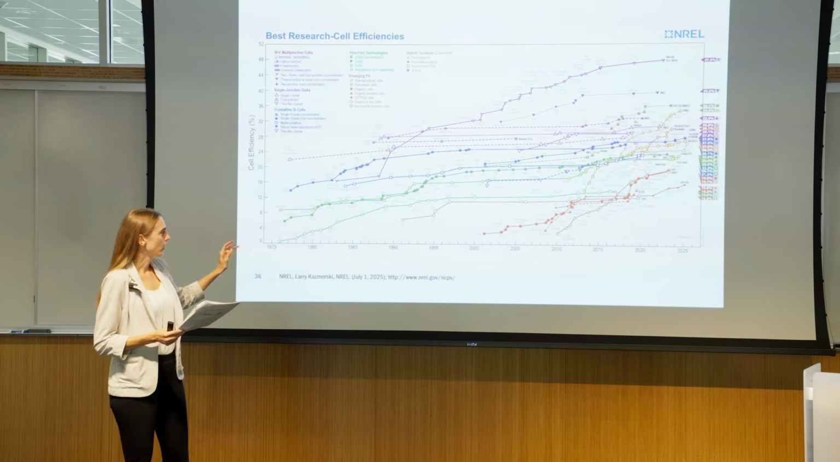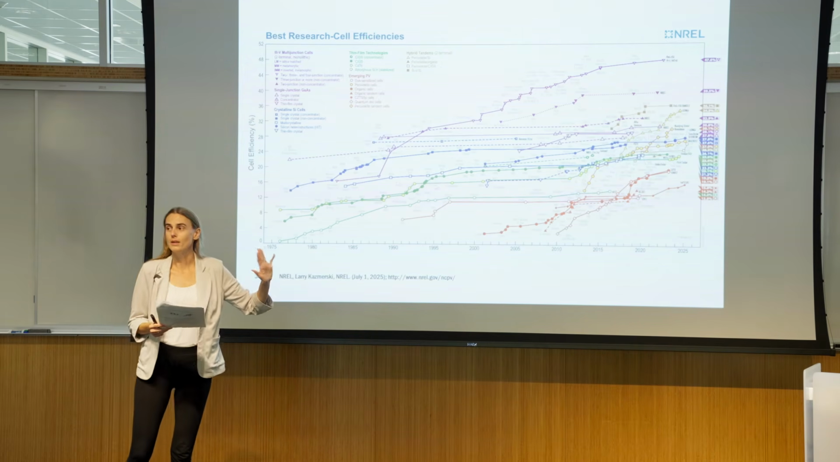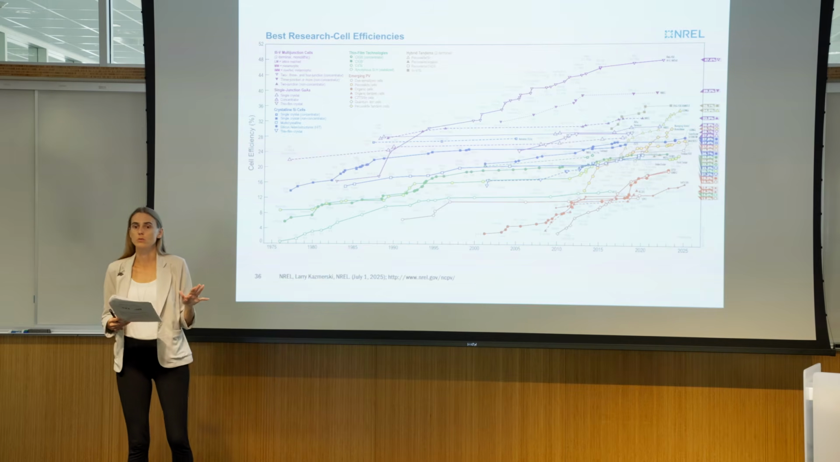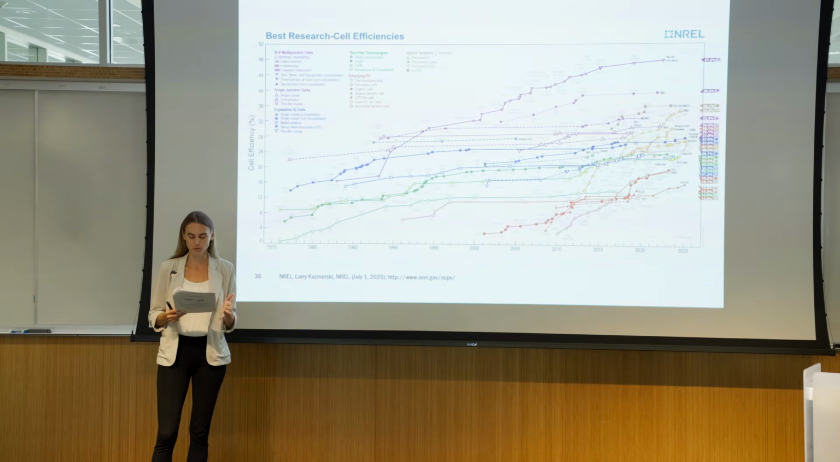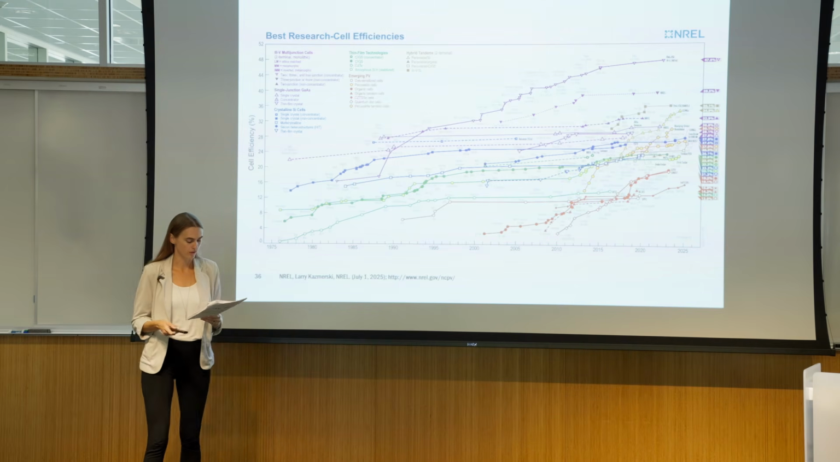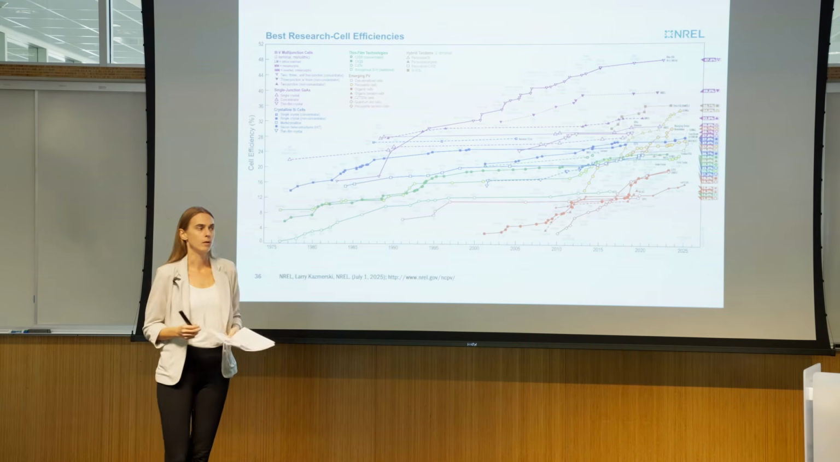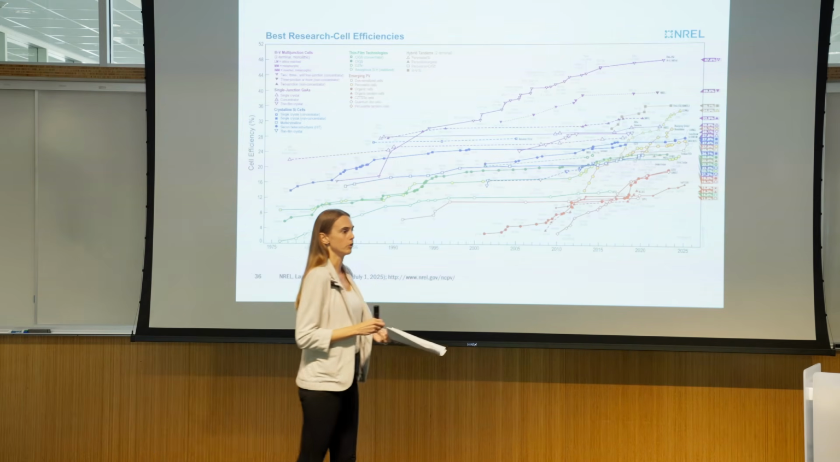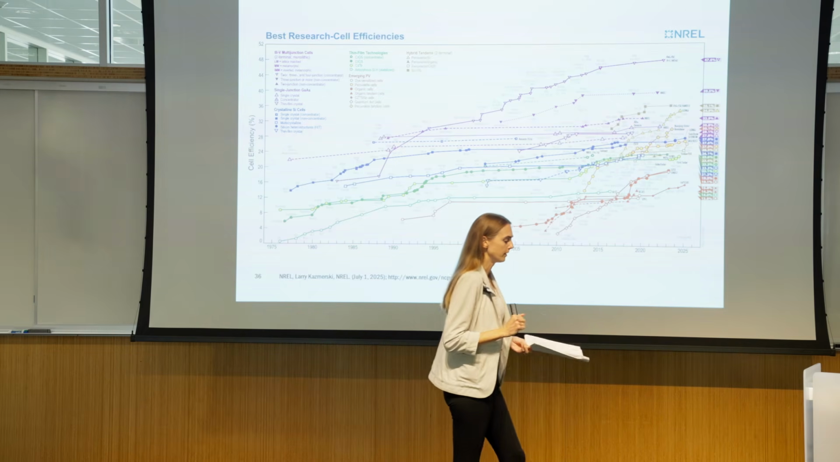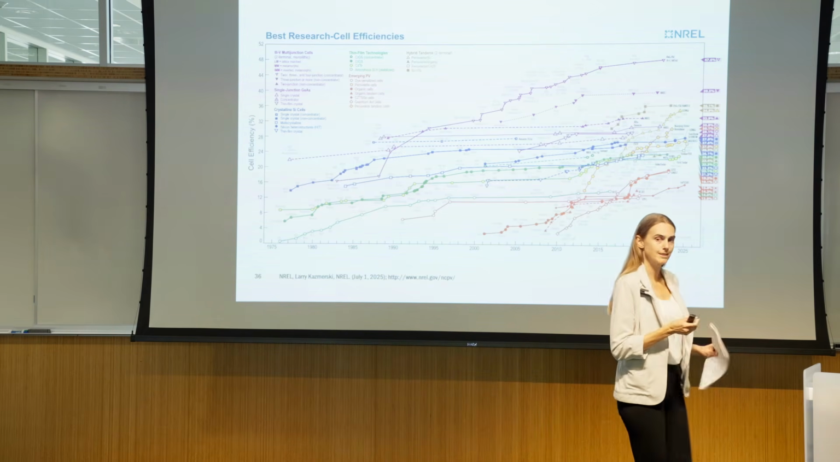But the challenge with perovskite cells is that they tend to degrade pretty quickly when they're exposed to sunlight, high temperatures, and moisture as well. So most of the R&D efforts are trying to figure out how to reduce those degradation rates.